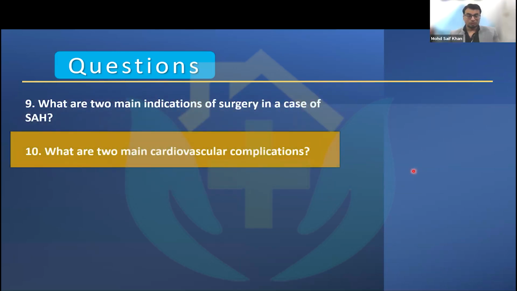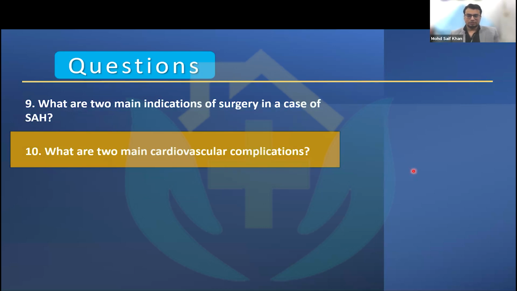Hydrocephalus also, yes. If it is severe hydrocephalus, even in case of hematoma, if there are multiple hematomas, ICH, a patient presenting with SDH also, ICH, in such cases also surgery is indicated. You are right, very nice. Hydrocephalus as a complication of SAH, then surgery can be done. Yeah, surgery has to be done.